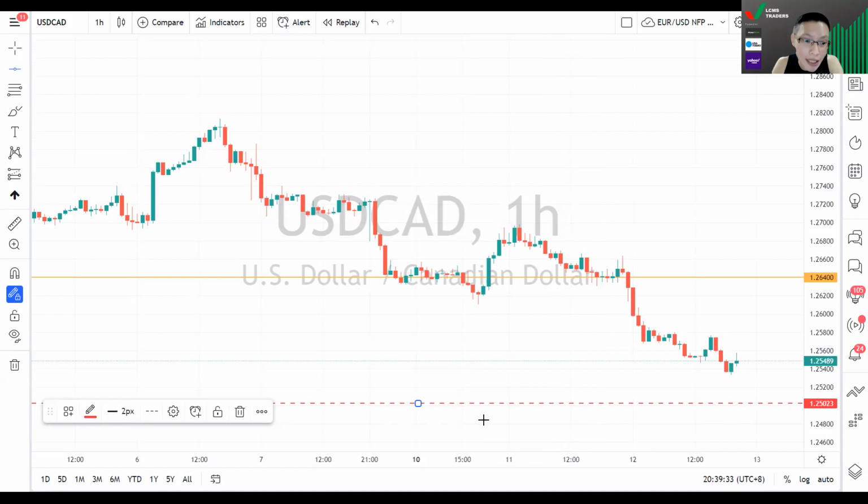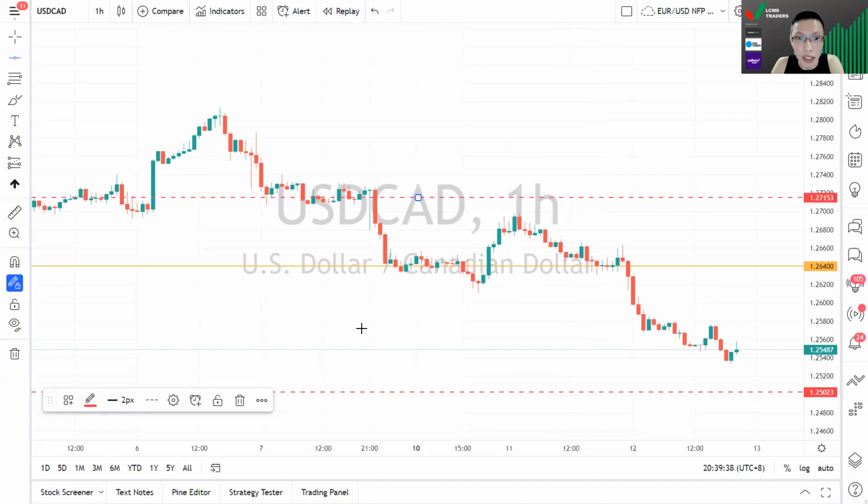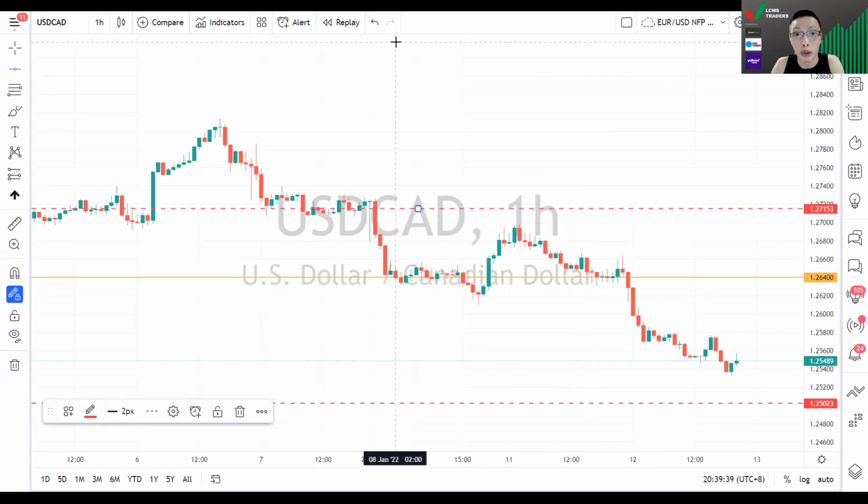So the 4 pairs that I've gone through are pretty much my favorite pairs to trade later on during the US CPI data. Are there any questions from you guys at the moment? Are there any pairs that you guys would like to look at?